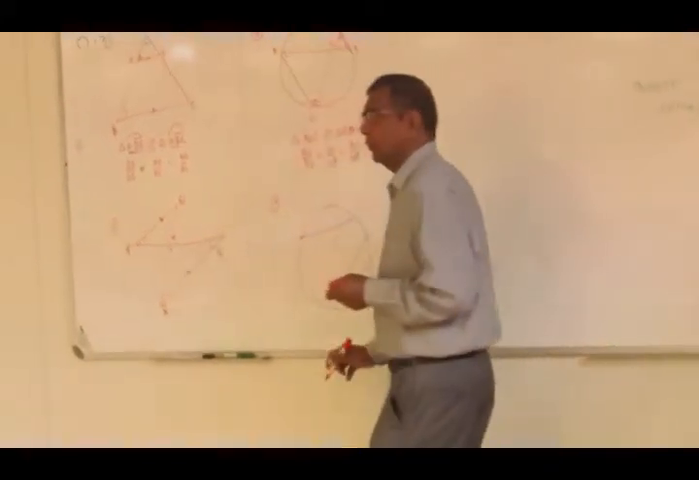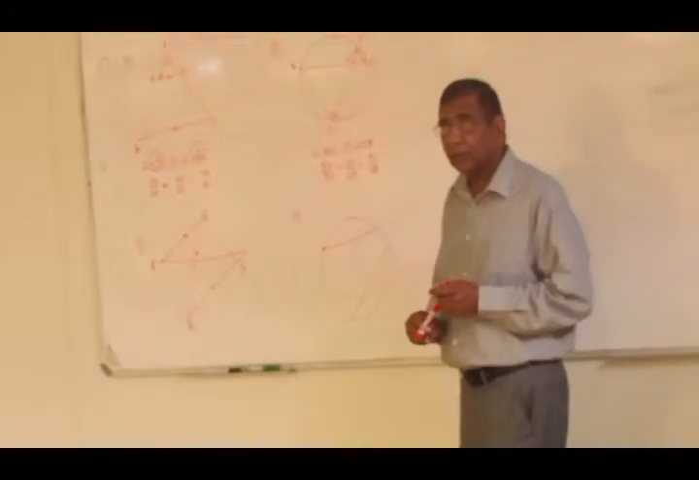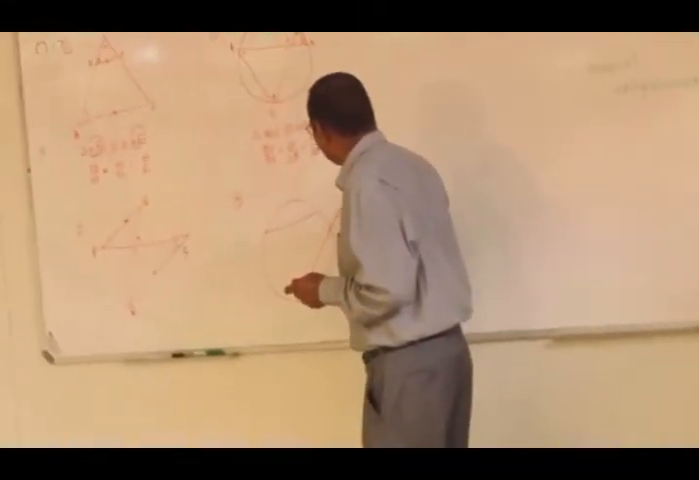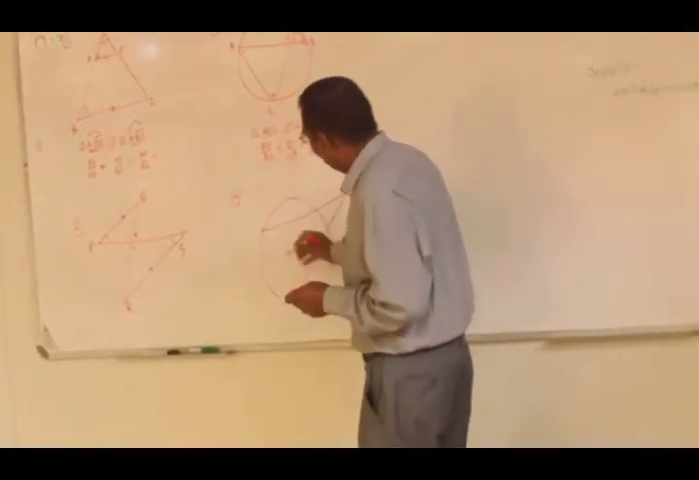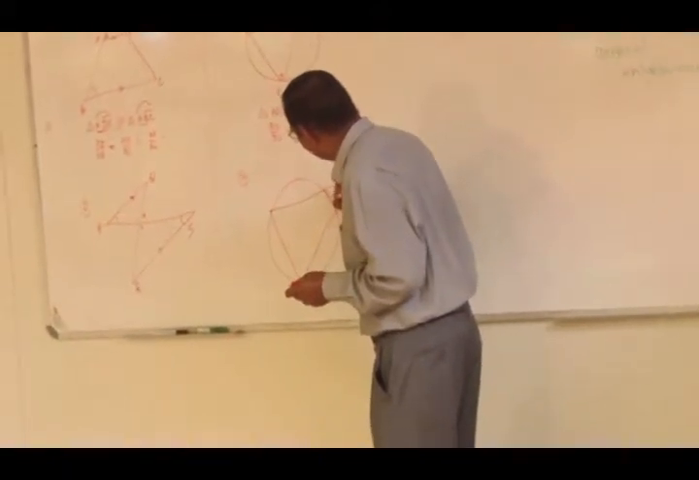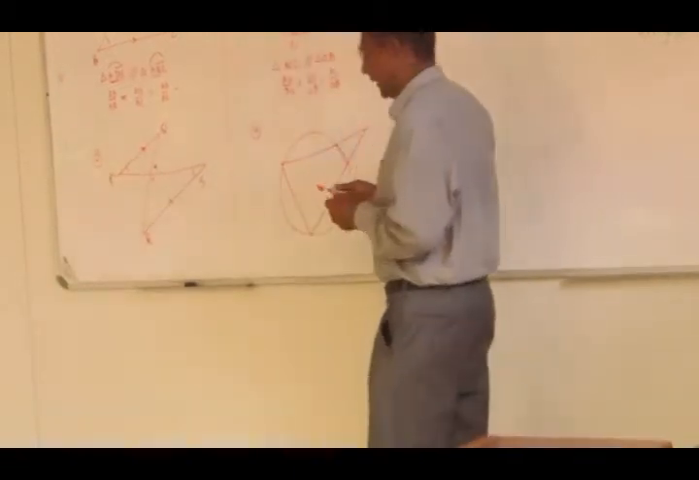Now those two are not crossing inside. But if I extend them, will they cross? Yes, because they meet. So if we extend them, then they're bound to meet there. Now we're going to end up with two triangles. The question is, are these triangles going to be similar? Are they going to be similar?